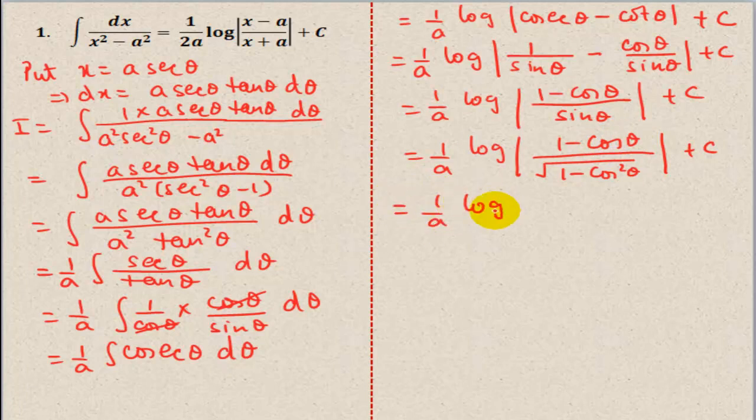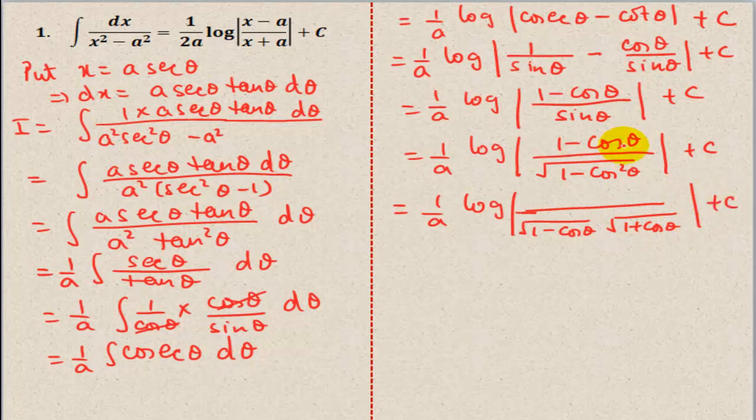Further making some calculations here, you can see the denominator, the term under the square root is in the form a square minus b square. So we can break it into two parts as 1 minus cos theta under the square root into 1 plus cos theta under the square root. In the same way, numerator can be written as square root of 1 minus cos theta into square root of 1 minus cos theta. And you can see one of the square root of 1 minus cos theta can be cancelled out.